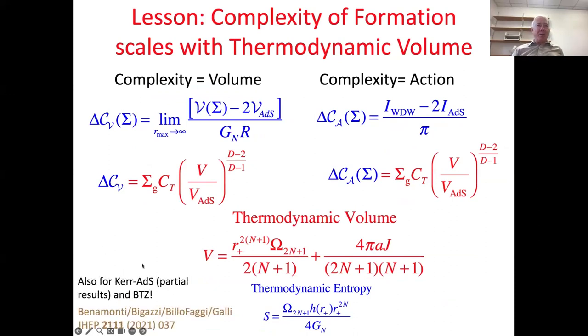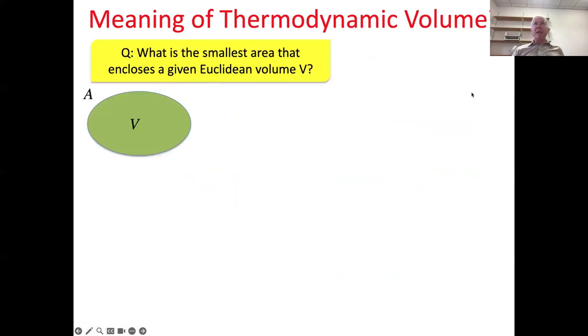There's another paper that has shown, for Kerr-AdS, they had partial results, and for BTZ, that they agree with this. So this is not just an oddity of multiply rotating black holes of equal rotation. And for solitons. So what does thermodynamic volume mean?